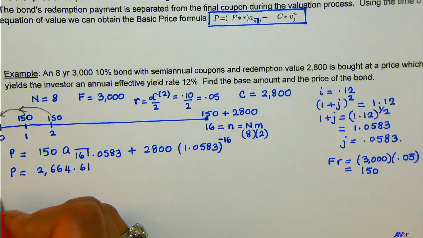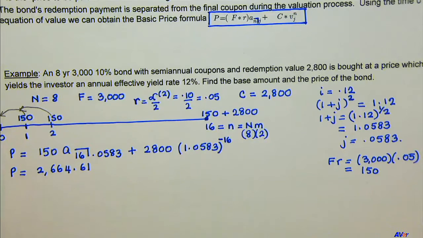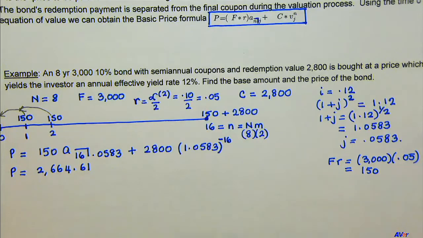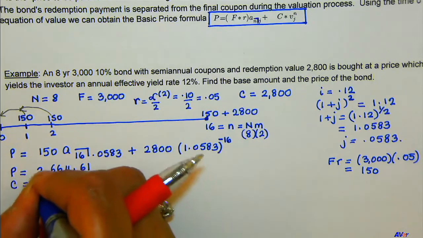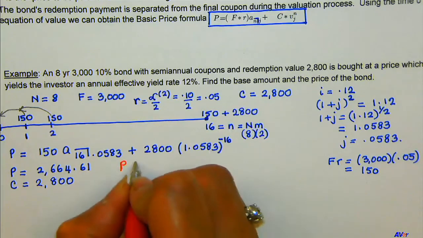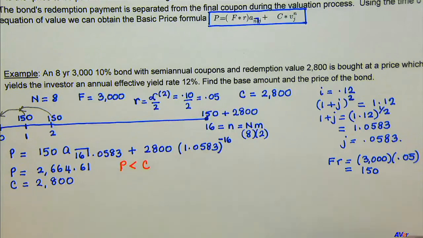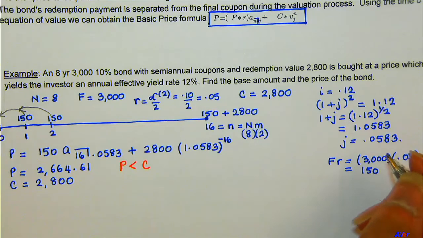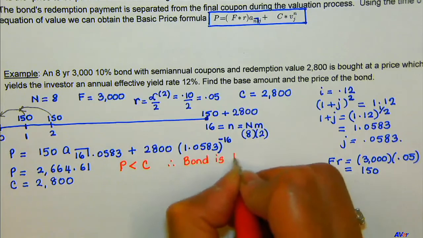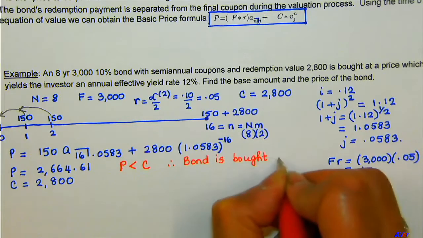Immediately after you find the price, you should make a mental note as to whether the price is bigger than the redemption or the redemption is bigger than the price. Okay? So in my case, the price equals 2664.61 and the redemption is 2,800. So the price is less than the redemption, and therefore, the bond is bought at discount.